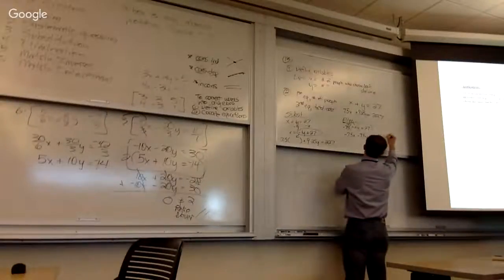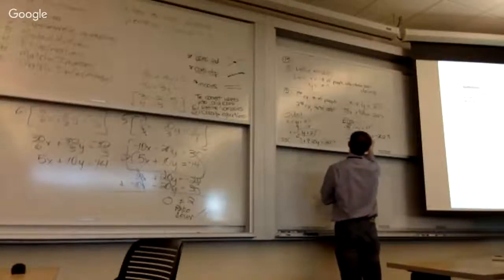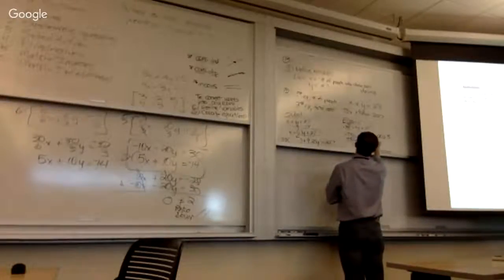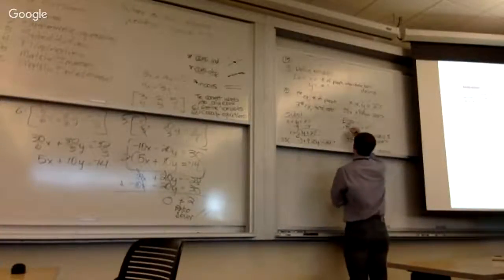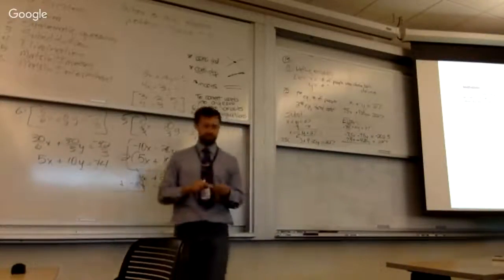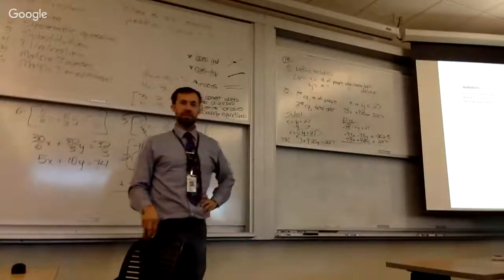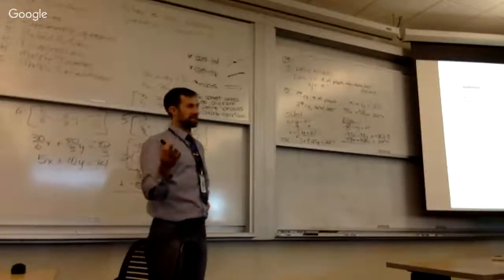negative 202.5. And then write the other equation right below it, and then you could eliminate the x. So everybody, you can choose. I bet half of you choose substitution, half of you choose elimination, and just choose one of those two methods and go ahead and solve the problem.